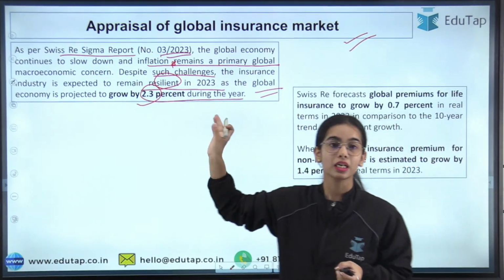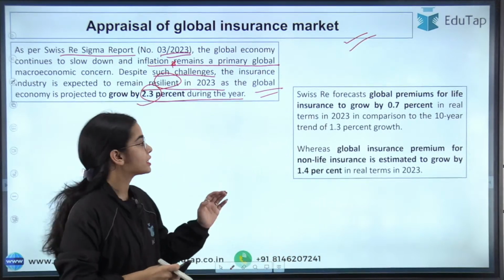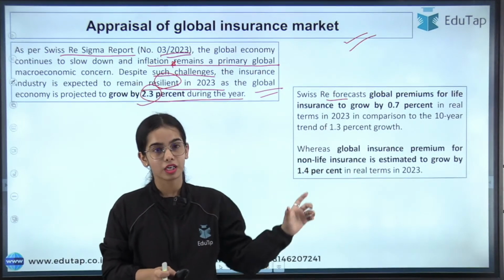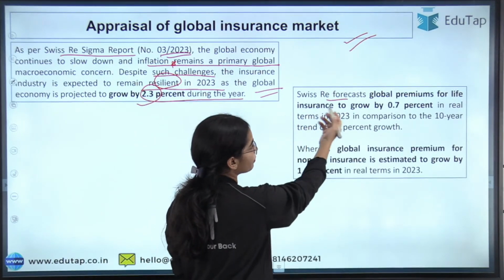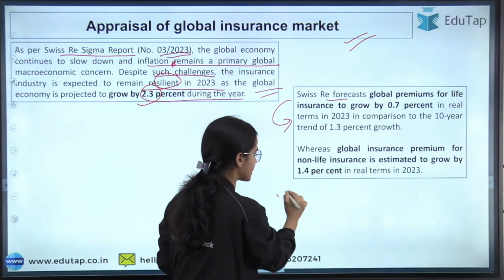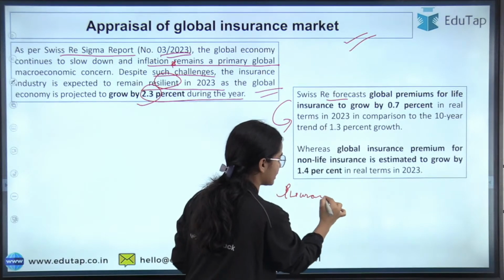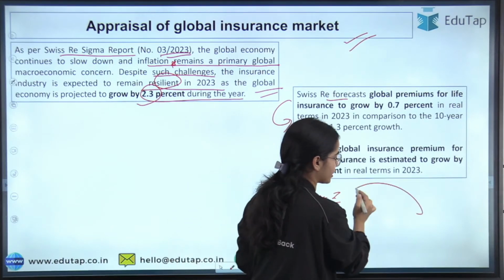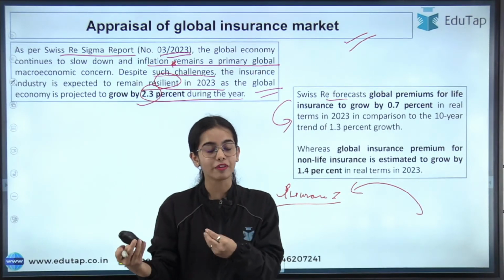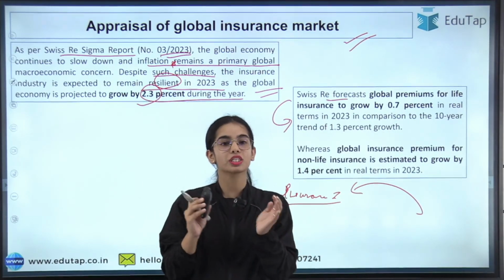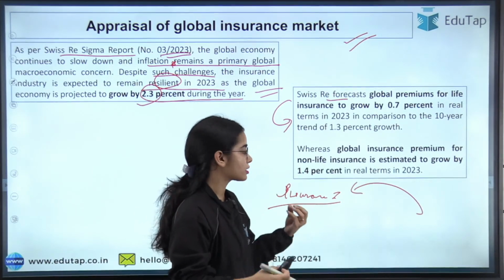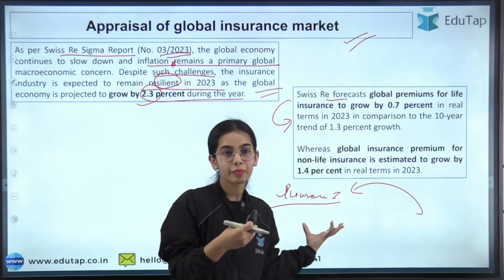The focus you have to put here is on the forecast given by the Swiss Re Sigma report for global life insurance premiums and global insurance premiums. In the insurance industry, premiums are collected for providing you insurance, whether life insurance, motor insurance, health insurance, or any kind of insurance.